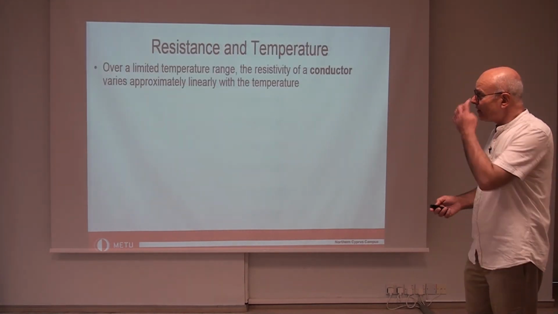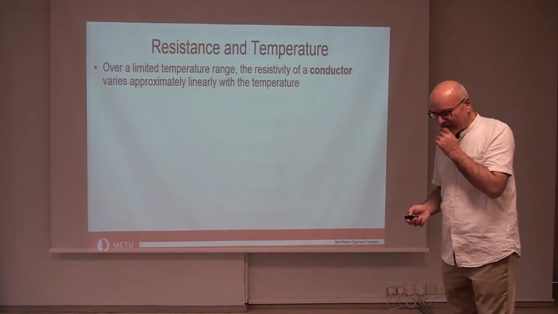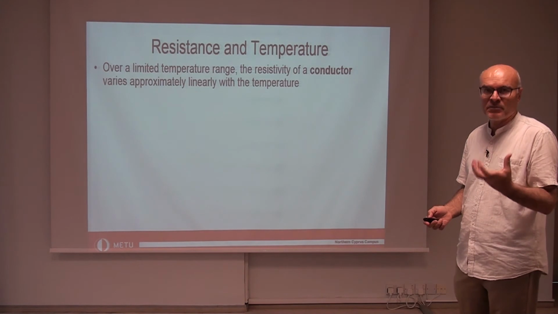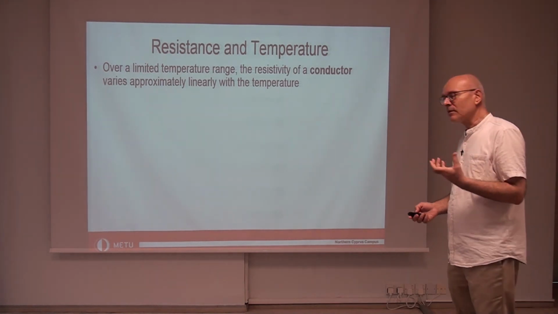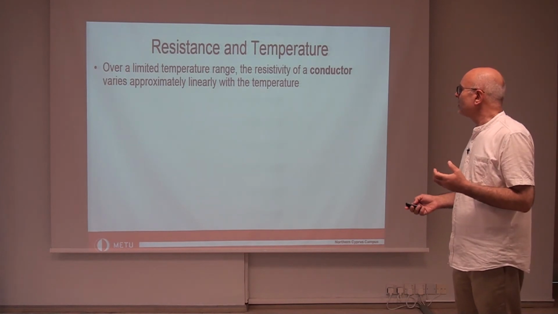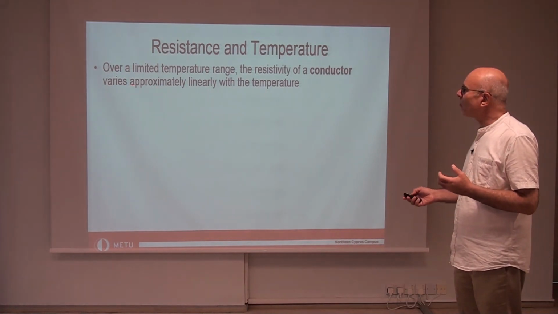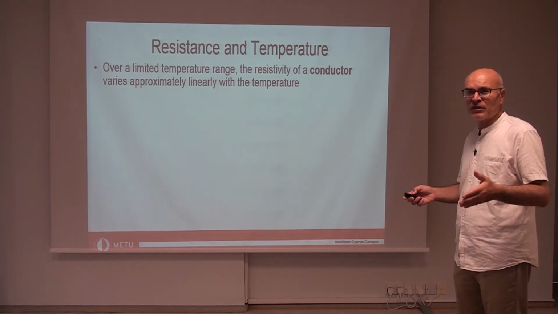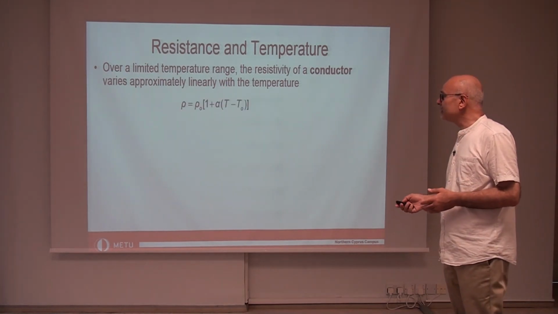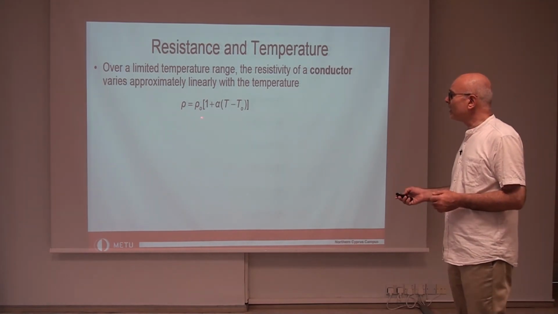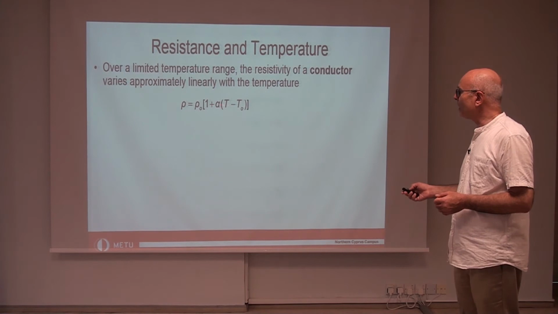Now, as I mentioned, the resistivity varies with temperature, and for most conductors it varies approximately linearly over a large range of temperatures. This linear relation takes this form: rho equals rho naught times 1 plus alpha times (T minus T naught).